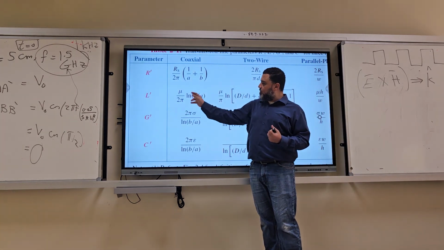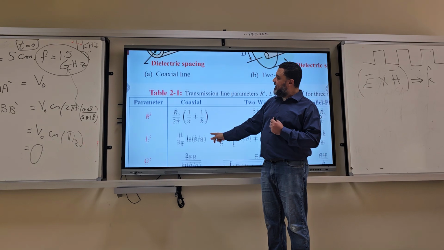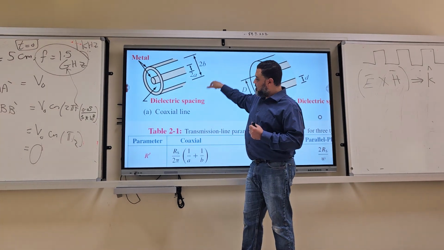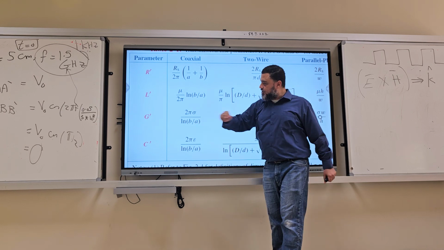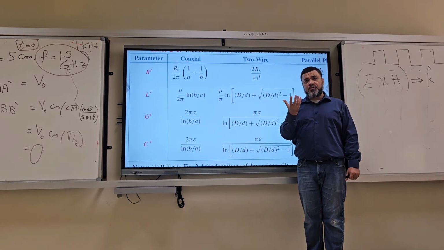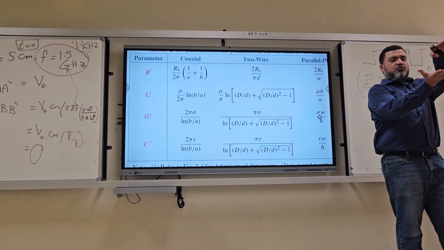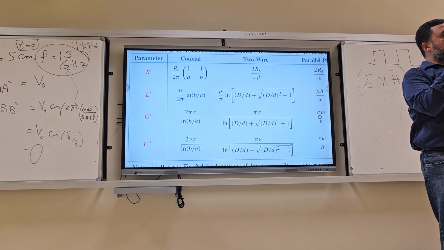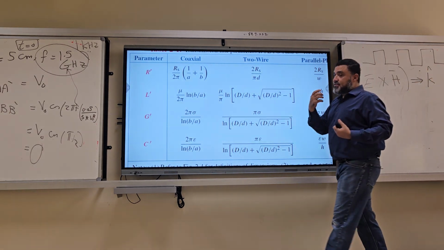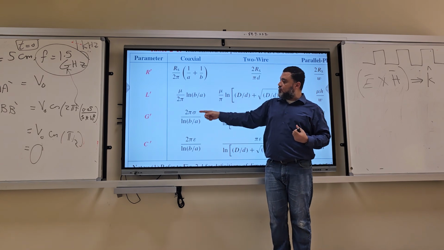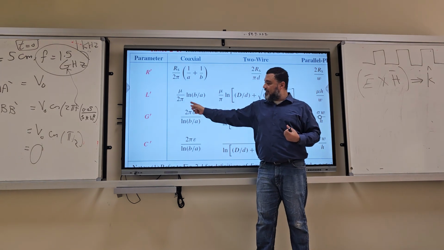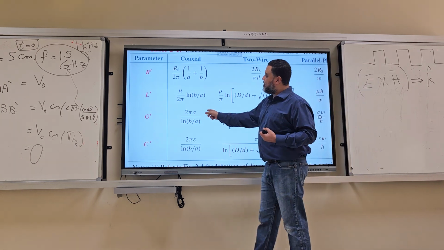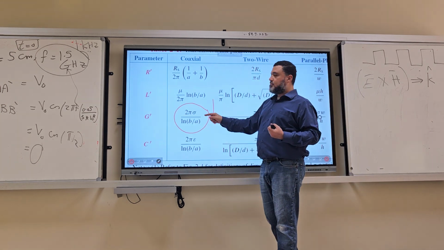L is mu over 2 pi ln B over A. Remember, B and A are the sizes of the outer and inner conductor, 2B and 2A. Now look at G. What is G? The conductance of the material between the two conductors. You have two conductors with a dielectric in between, and this dielectric will absorb some of the energy. This conductance equals pi sigma over ln B over A. How can I bring this value down to get rid of this conductance?